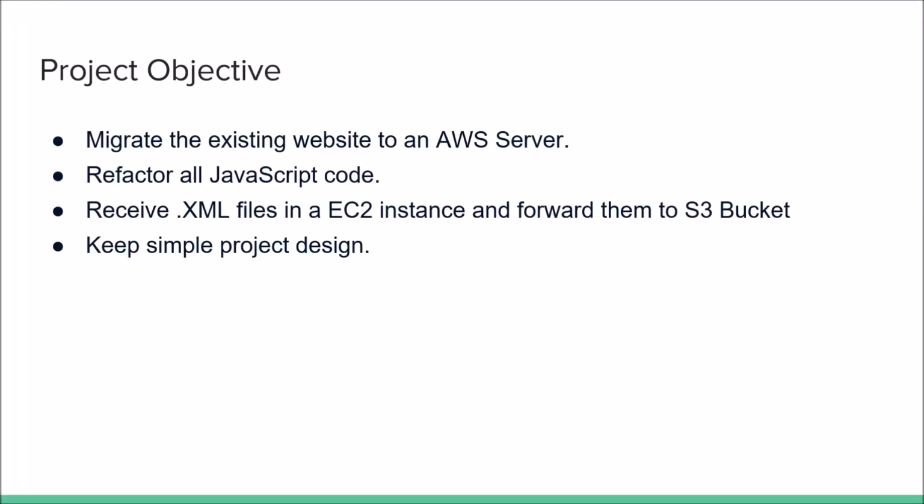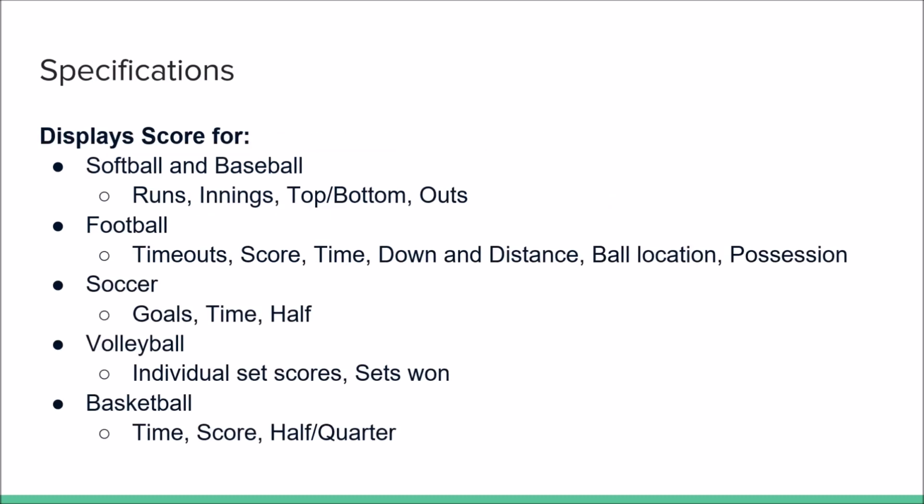The objective of our project was to migrate an existing website to an AWS server, refactor all the JavaScript for the website. We had to receive XML files in an EC2 instance and then forward those to an S3 bucket. And our sponsor wanted us to keep the design as simple as possible, keeping it kind of close to what he had to start. Moving on to the specifications.